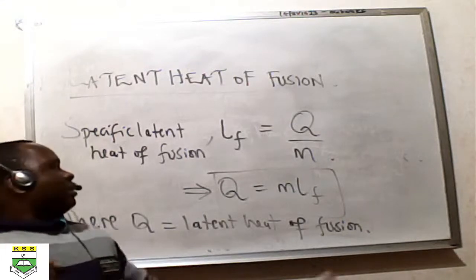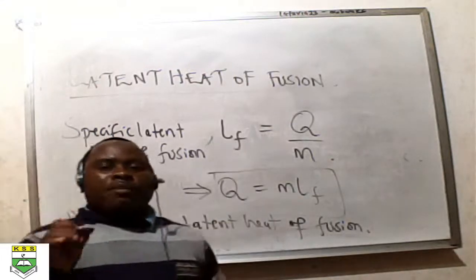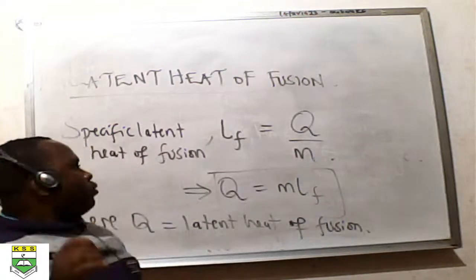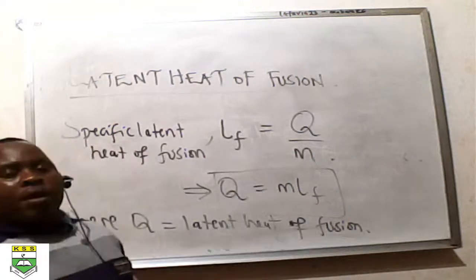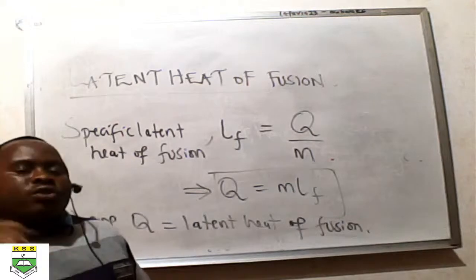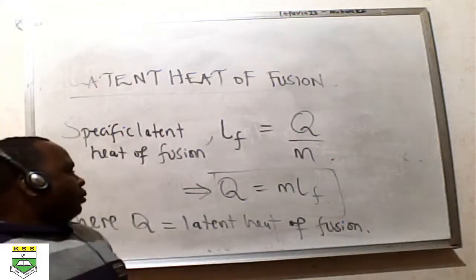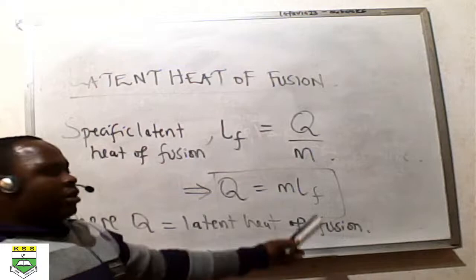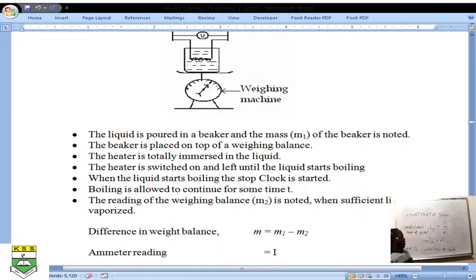I've just said that specific latent heat of fusion is the amount of heat required to change 1 kilogram mass of a solid to liquid at a constant temperature. So hopefully we are together there. Now, we are going in for an experiment to actually determine this LF, the specific latent heat of fusion.